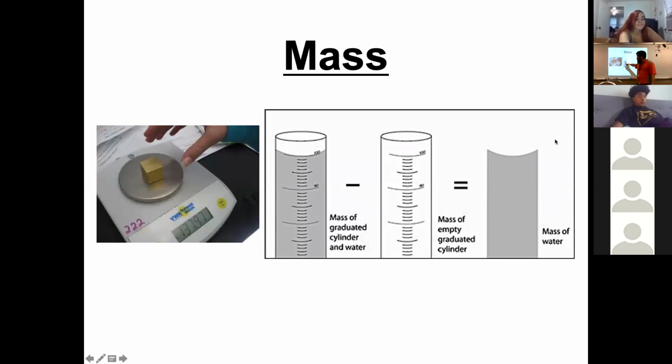We can pour that liquid into some sort of container. We take the mass of all of that. So if this was 90 grams, then we dump everything out, we get it empty, we take the mass of just the container. Maybe we found that was 10 grams. 90 grams minus 10 grams would tell me that the mass of the water must be 80 grams. Does that make sense? Anybody confused by that?